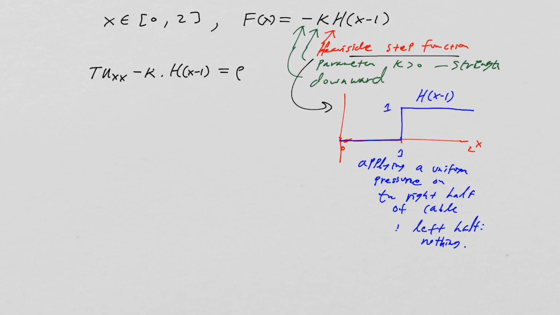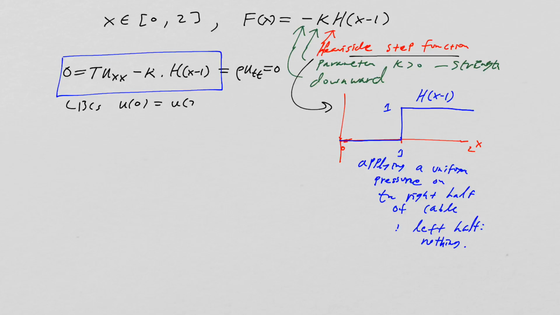We're going to say rho U_tt, we know that's equal to 0. So what we have here is this equation. We have a differential equation here, set equal to 0. Okay. We also have boundary conditions. U of 0 is equal to U at 2 is equal to 0. Okay. So the big question then is, of course, what is U of x? What does the cable deflection look like?